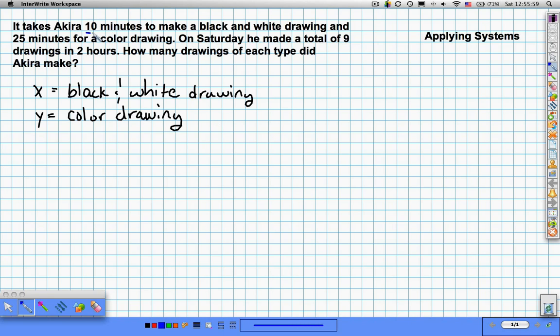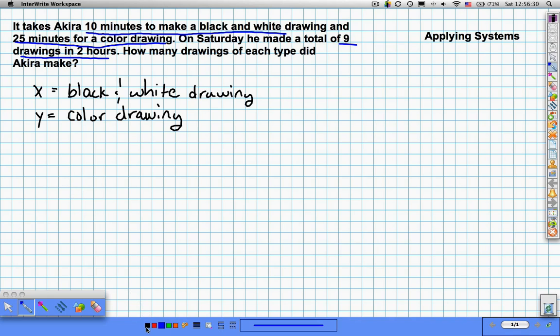Well, it takes him 10 minutes for black and white drawings and 25 minutes for color drawings. So that's his speed and his rate. On Saturday, he did a total of 9 drawings in 2 hours. Now, I already see a difference here. The rate is in minutes, but on Saturday, they didn't give us minutes, they gave us hours. So we're going to have to convert these hours into minutes when we get to that step.